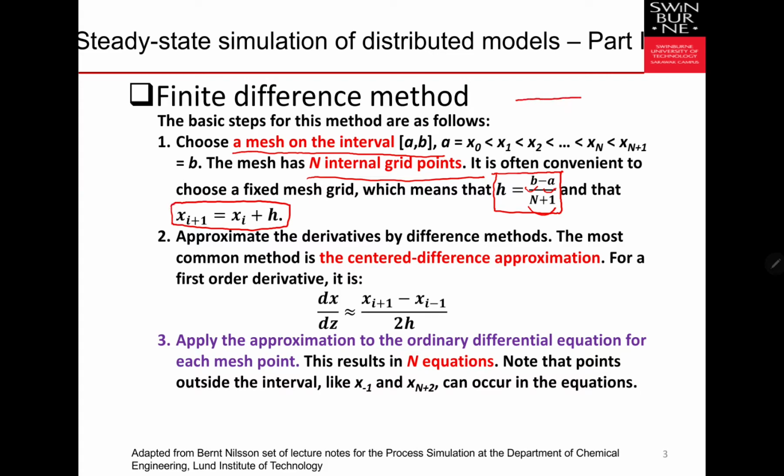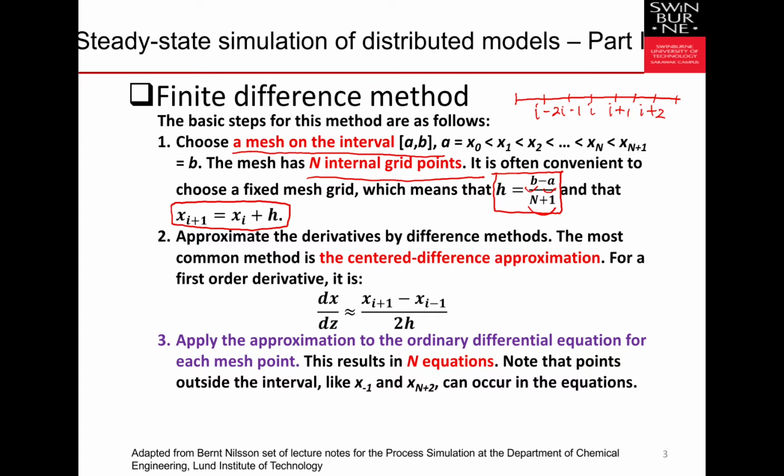So imagine if you have this kind of mesh, where you have equal increments, for example. Then you take this one as i, this one is i plus 1, this one is i minus 1, this one is i minus 2, this one is i plus 2. That is how you look at this mesh, basically.